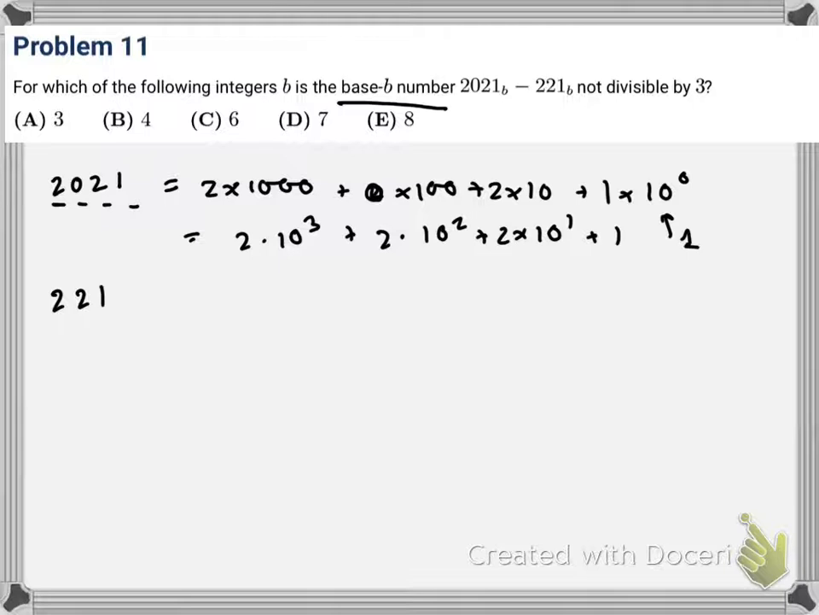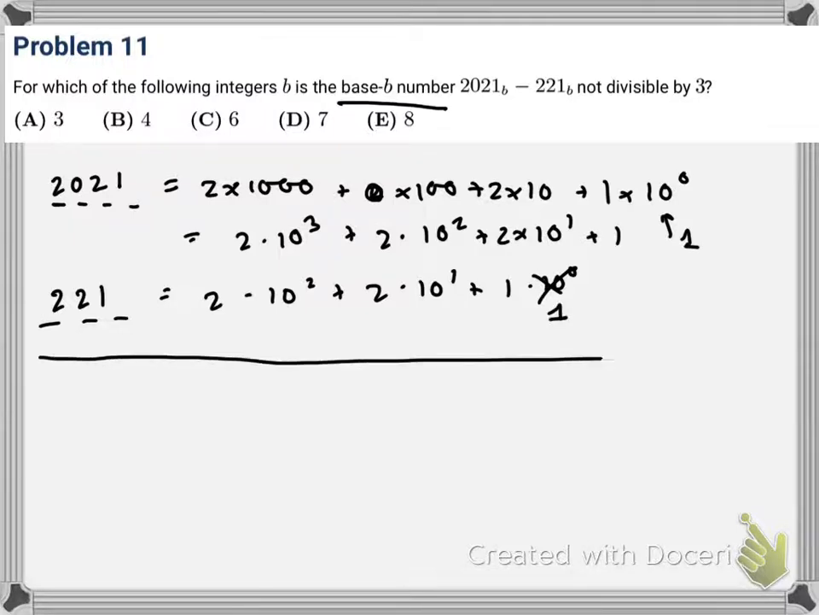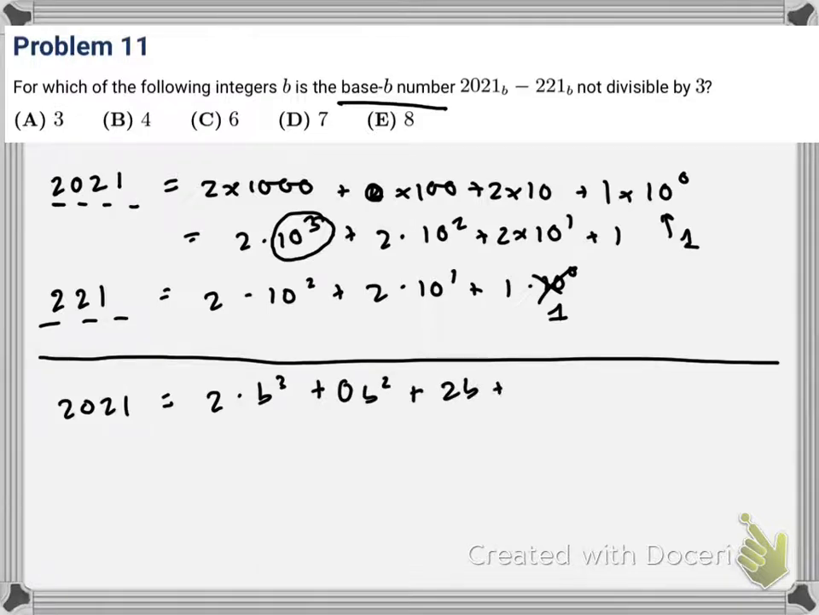Similarly, with 221 in base 10, we can write this as 2 times 10 squared plus 2 times 10 to the first plus 1 times 10 to 0, which is just 1. Now let's take a look at what base B would be. This is when the base of these exponents is B and not 10. So 2021 is simply 2 times B cubed plus 0B squared plus 2B plus 1. And 221 is simply 2B squared plus 2B plus 1.